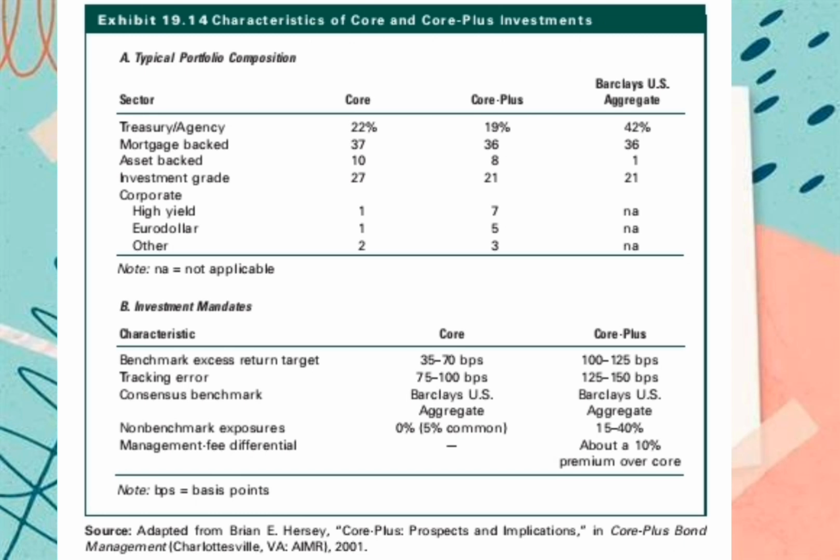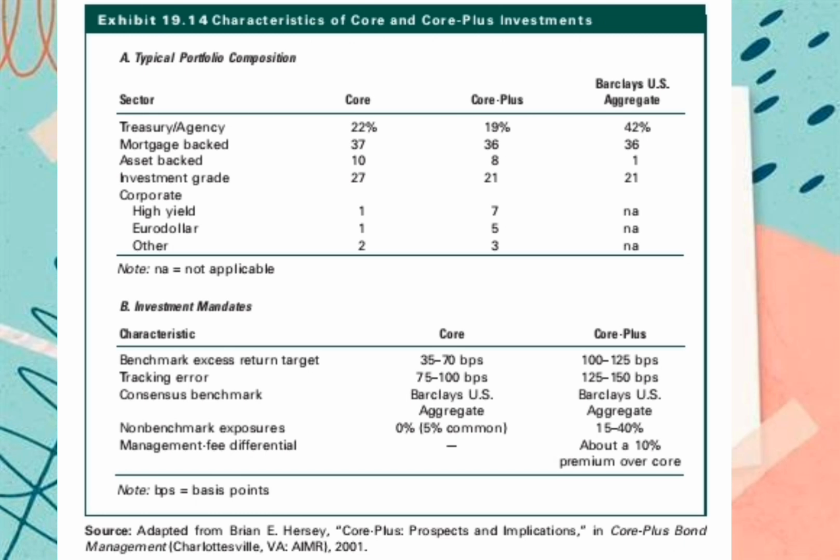Part A shows typical portfolio composition, breaking down the percentage allocation across different bond sectors, like treasury or agency, mortgage-backed, asset-backed, investment-grade corporate, high-yield, Eurodollar, and other, for both strategies and the Barclays US Aggregate benchmark. Core plus strategies include a wider range of sectors than core strategies.